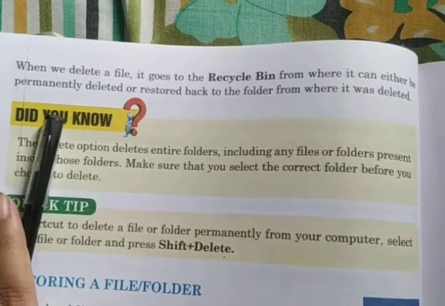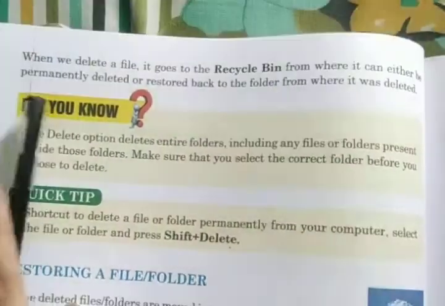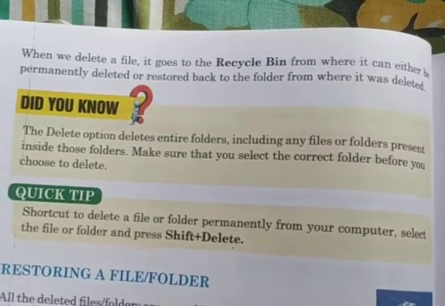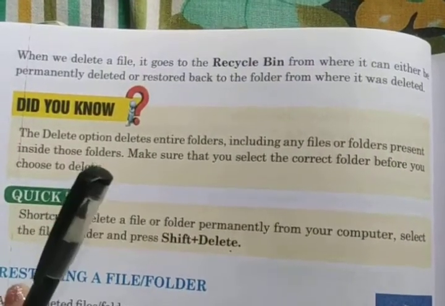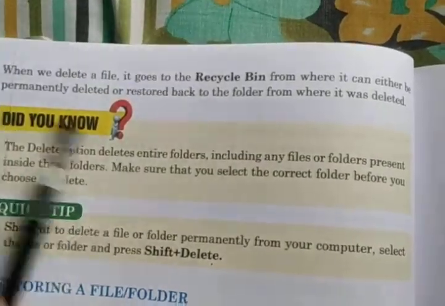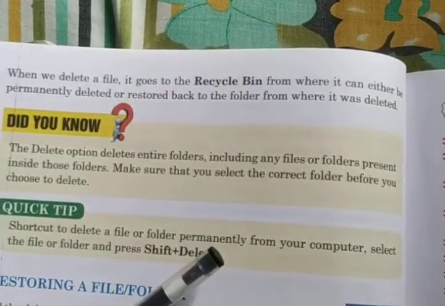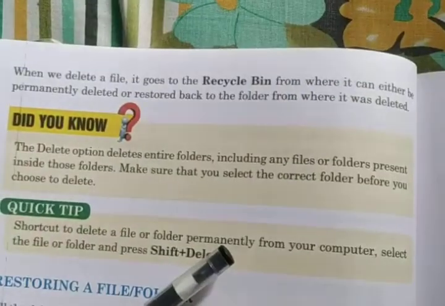Okay, when you delete a file or a folder, it goes to the recycle bin, right? So from there we can permanently delete it, and we can also restore it. If it got deleted by mistake, you can go to the recycle bin and restore the file, right? The delete option deletes entire folders, including any files or folders present inside those folders.